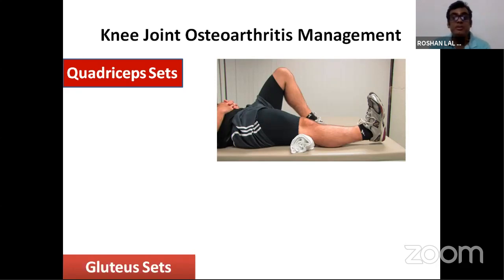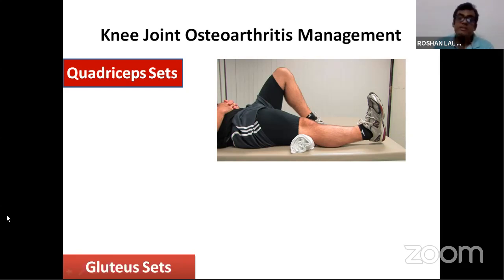Because muscles are the dynamic stabilizers, they are also known as drivers of the joint. So if your drivers are weak, you cannot perform the movement. So we have to strengthen the drivers so that they can drive the joint, they can move the joint, they can produce the movements at the joint. So first is the quadriceps sets exercise.